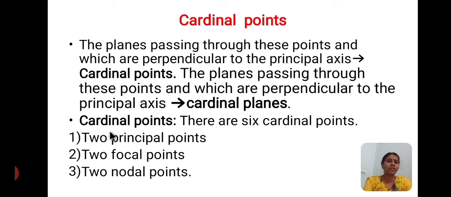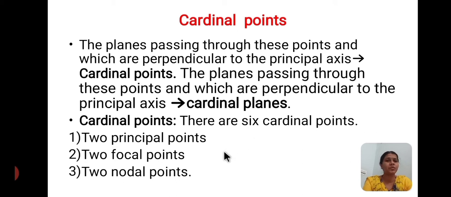Totally how many points have we got? 6 points. What are those 6 points? 2 principal points, 2 focal points and 2 nodal points. Together we call these cardinal points. The planes passing through these points and perpendicular to the principal axis we call cardinal planes. Repeating again, cardinal points are the principal points, focal points, nodal points. The planes are the principal plane, focal plane, nodal planes. All together they form cardinal planes.